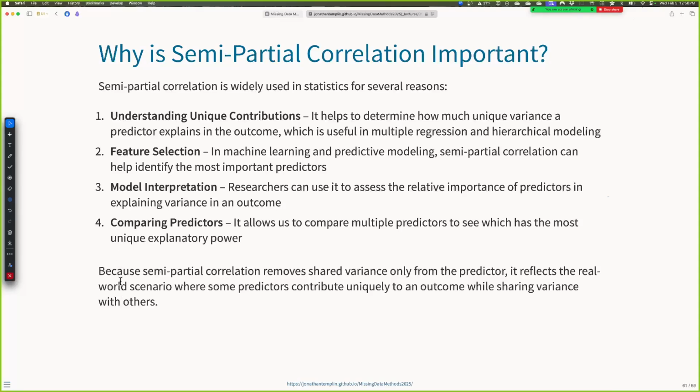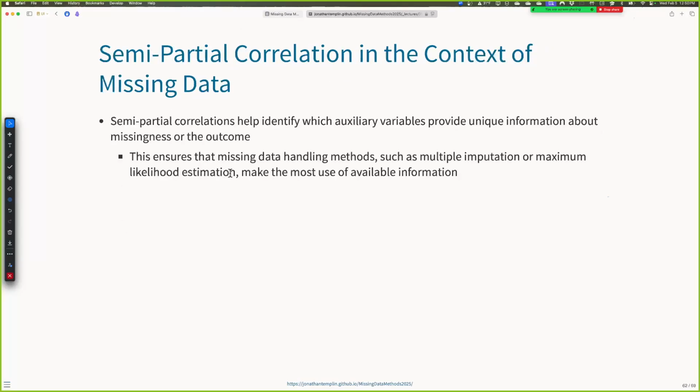So this idea is that because the semi-partial correlation removes shared variance from only the predictor, it reflects the real-world scenario where some predictors contribute uniquely to an outcome while sharing variance with others. So with missing data, we use this for auxiliary variables. It helps us figure out which auxiliary variables we might want to include in our analysis. In the homework this week, you've got three auxiliary variables. You've got an X, you've got a Y. You want to figure out which of those auxiliary variables might need to be put into the analysis by understanding which one relates to Y itself.